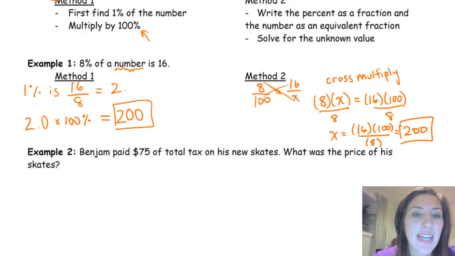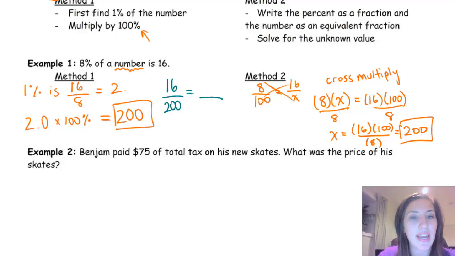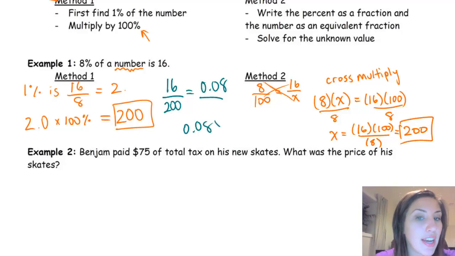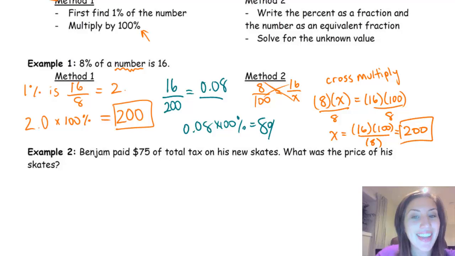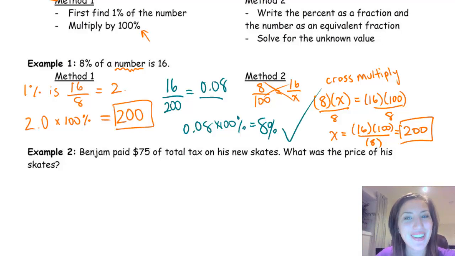So 16 of a number, 200, we figured out the number, equals 8%. So let's see what that equals. If you plug that into your calculator, 16 divided by 200, it gives us 0.08. 0.08 times 100% should give us 8%. And it does. So that is our check that we did it right.